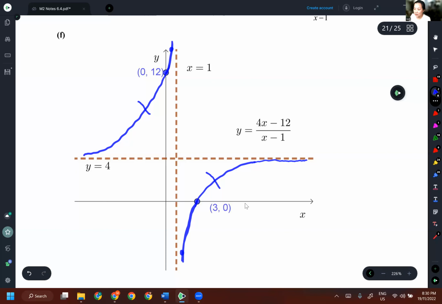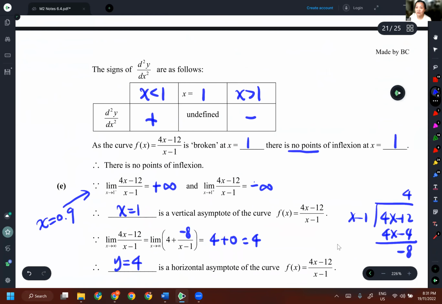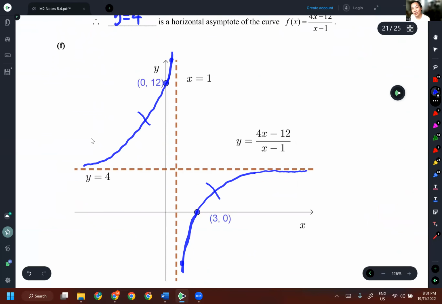Okay. And also about the concavity. On the left, it's concave up. On the right, it's concave down. That is consistent with our finding here. Positive second derivative, concave up; negative, concave down. And also, there are no turning points. Do you see? It doesn't turn. There is nothing. Doesn't turn.